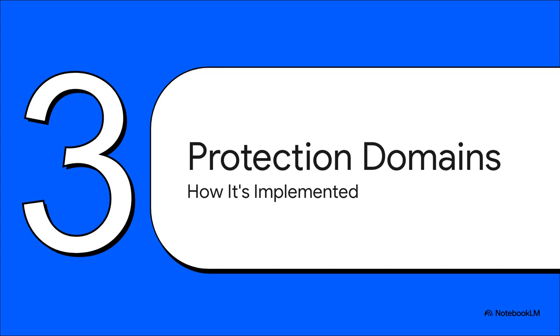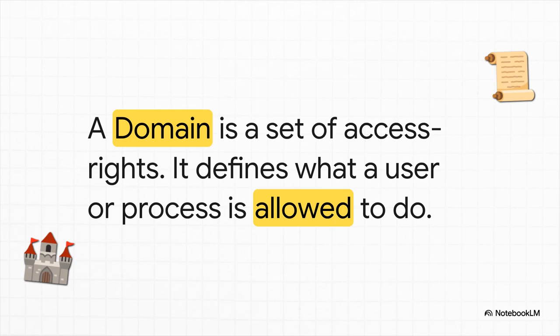Okay, so we know why we need protection. But how does an operating system actually do it? Well, the whole system is built on this foundational concept called a protection domain. So what's a domain? It's basically a bubble of privilege. It's just a collection of access rights that spells out what a particular user or a process is allowed to do. You can kind of think of it like a job description. It defines your responsibilities and what tools or resources you're allowed to touch.